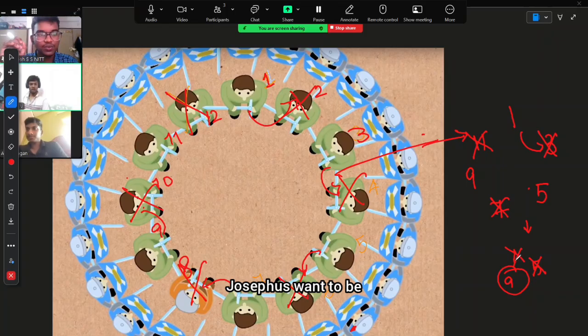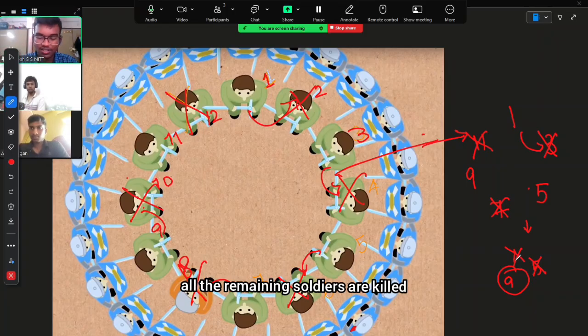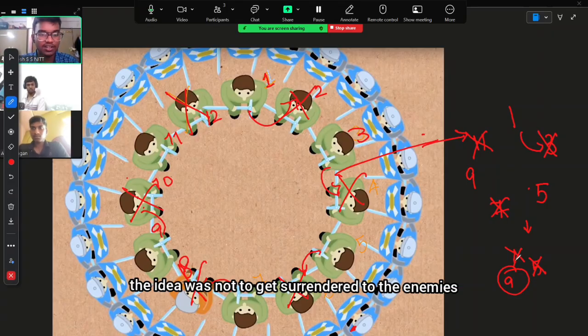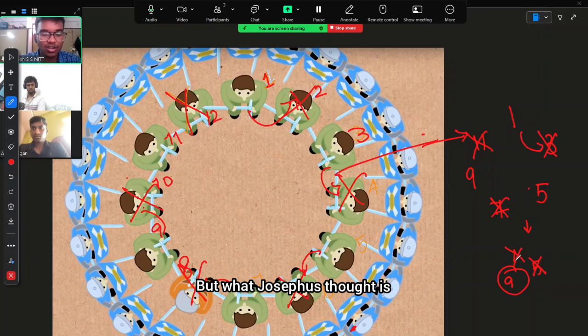Okay. Josephus wanted to be that one person, because suppose all the remaining 40 soldiers are killed. If he's that one person, instead of committing suicide, the idea was not to surrender to the enemies. But what Josephus thought was, let's all get killed, but let me be the last person standing and surrender to the enemy so that I get my life, instead of committing suicide, which was against the team's idea. But still he chose that.